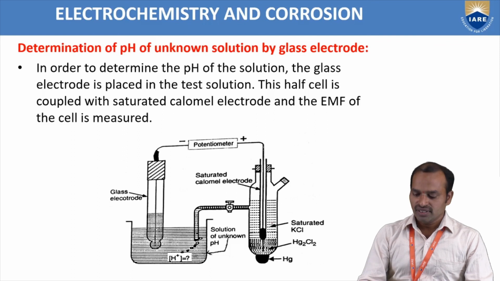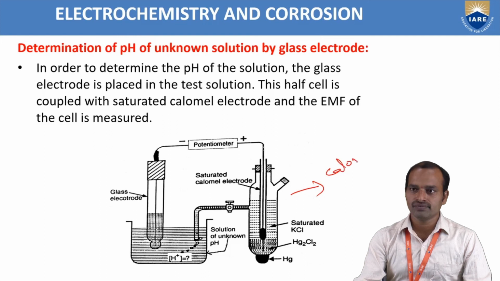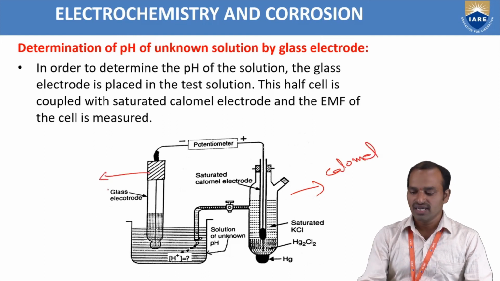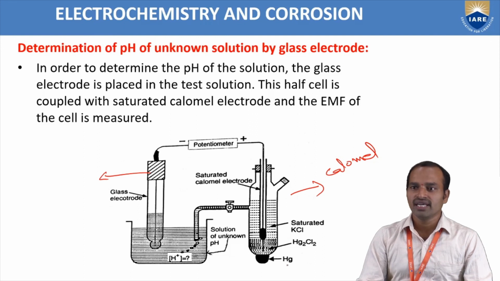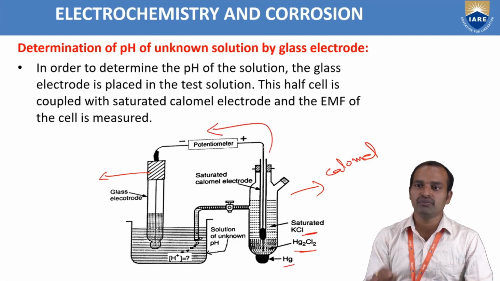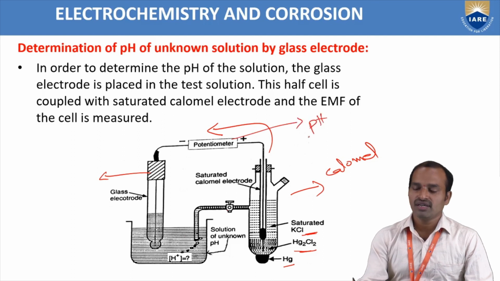In this diagram, you see this is the calomel electrode, and this is the glass electrode. The calomel electrode consists of mercury and mercurous chloride paste and saturated KCl solution. This one we connect to the potentiometer. And this is the salt bridge. The salt bridge we are dipping in the acid solution, or the unknown solution, so it contains H plus ions. Now what happens? This potentiometer will show the pH of the unknown solution.